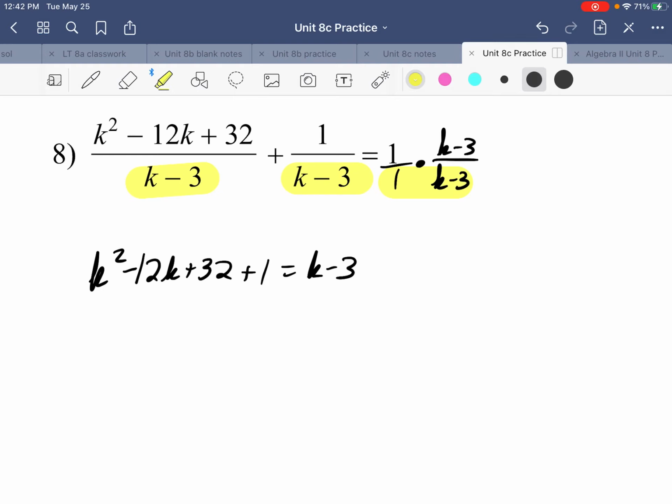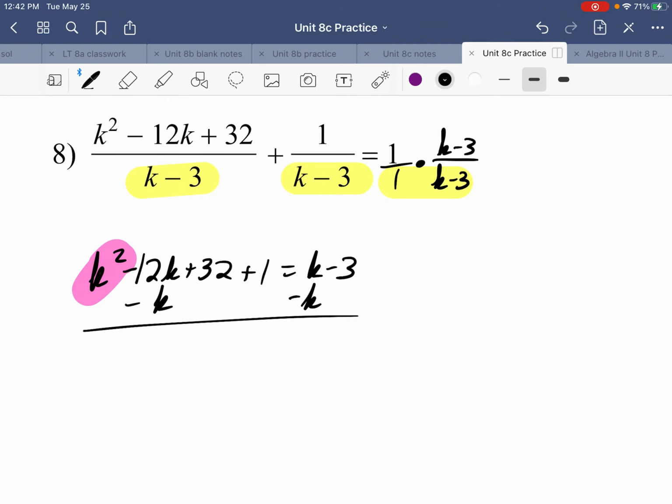All right, we have a quadratic. So then I have more than one term with a k, so I'm going to have to move all the terms to one side. So minus k. And I'm subtracting k because the term with the biggest exponent is positive. I want to keep it positive. Much easier to work with and solve if the quadratic term is positive. Negative 12k minus 1 more k is negative 13k. 32 plus 1 is 33, plus 3 is 36. These will simplify to 0.